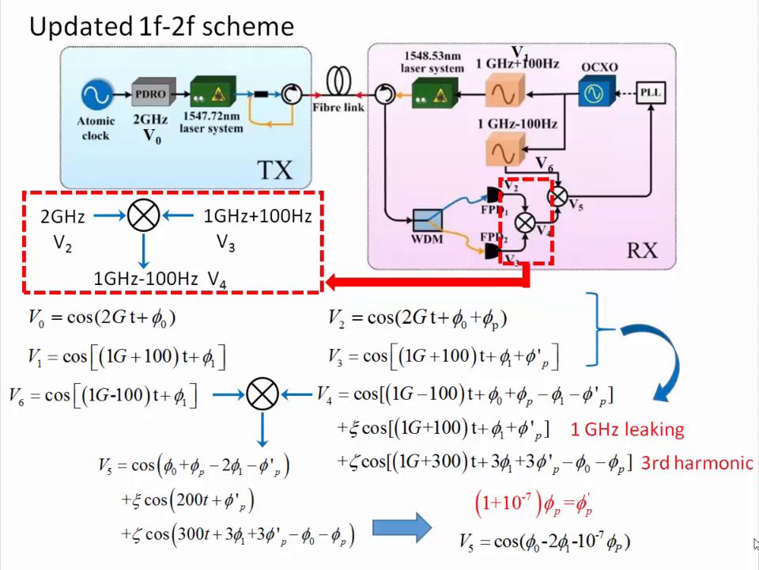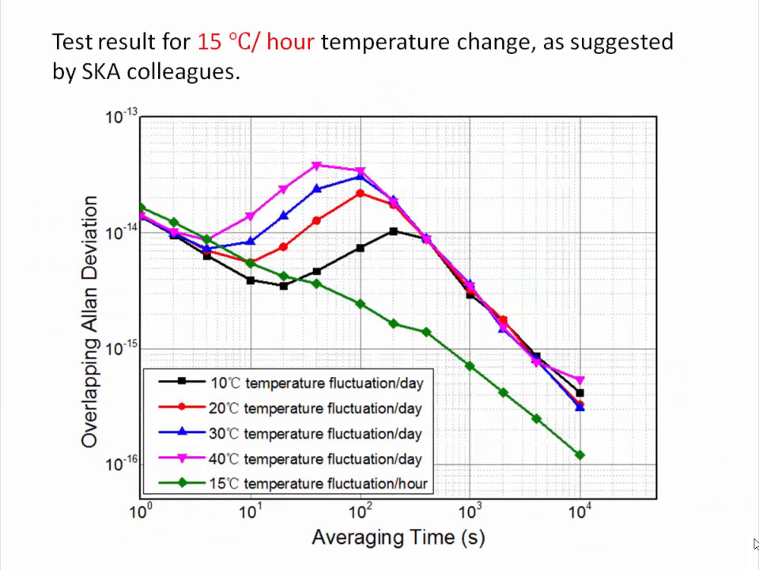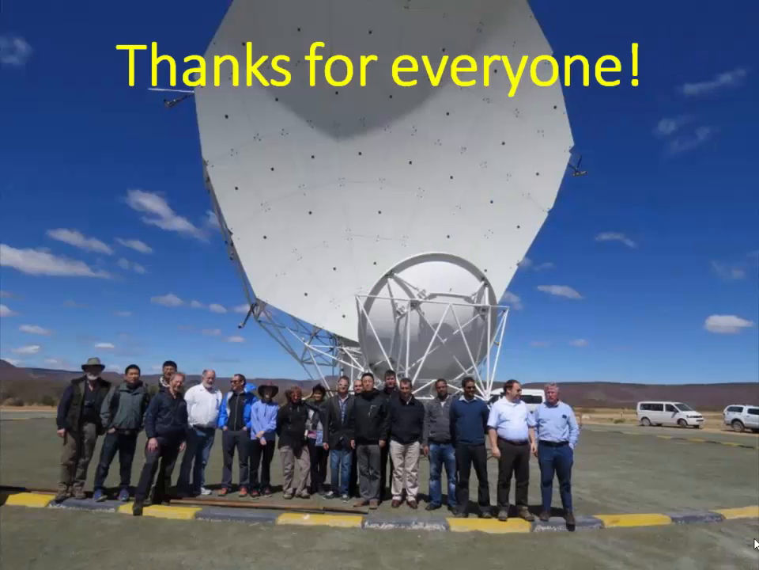In this case, we tested our new scheme in the temperature controlled chamber, and the green line is the result of the system. The system was tested with a 15 degree change in 1 hour, not in 1 day. It shows a very good result. It proves that this system can fully satisfy SKA's requirement. That's all. Thanks, everyone.